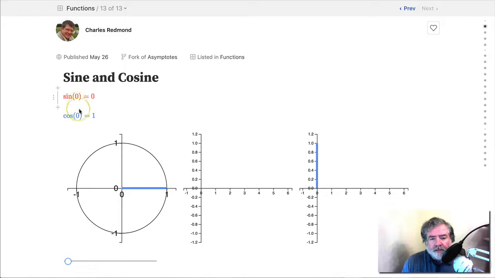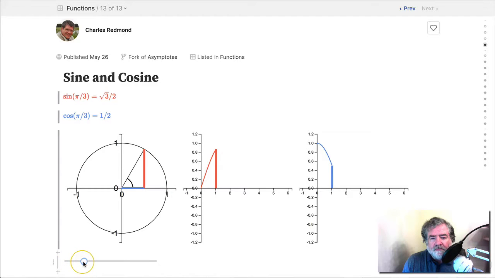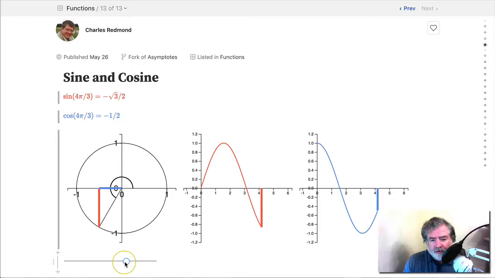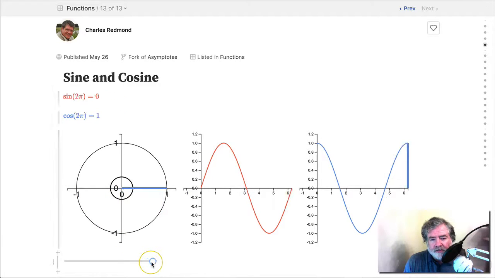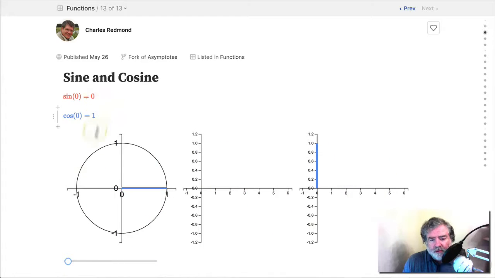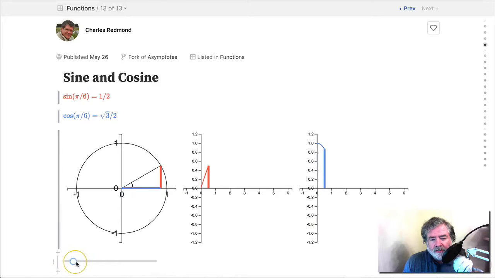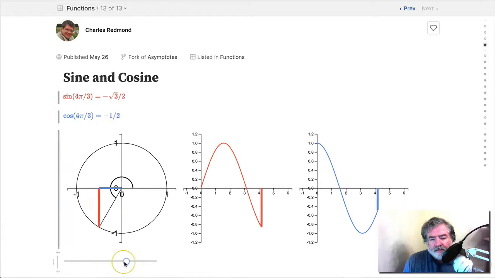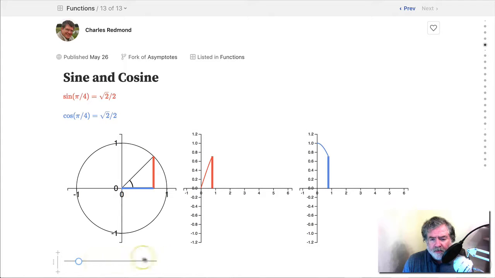So if you look inside here, for sine and cosine, we have 0, pi over 6, pi over 4, and so forth. So I'm just limiting it to those common angles that the students study. And then you can see what the value of sine and cosine is as you go around. And then finally, you can compare it to what happens with the graphs of sine and cosine.